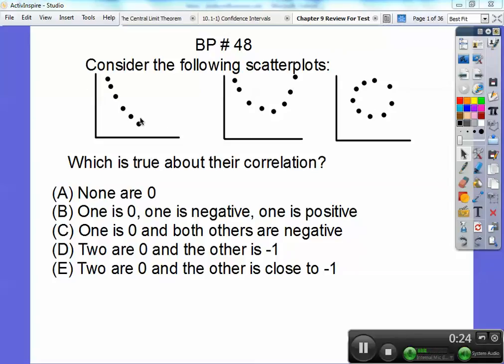So I'm going to say it's this one, choice E. So two are zero, and the other one is close to -1. It's not quite -1. It's close to -1. So that'd be choice E.